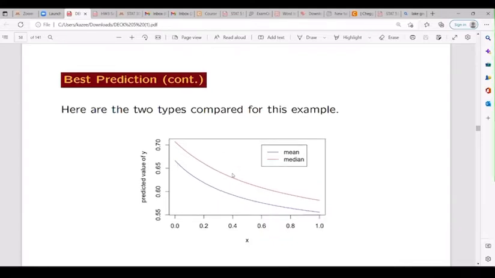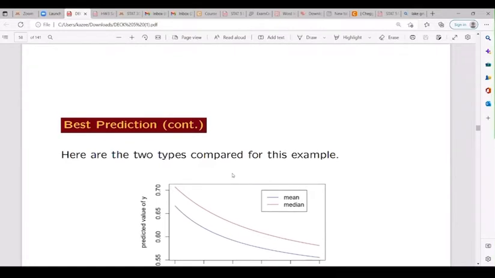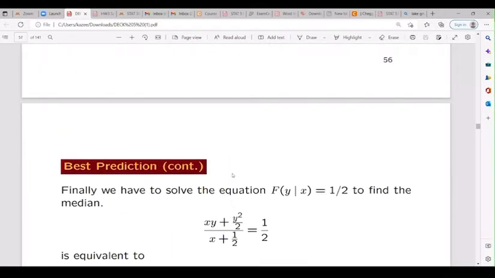Is there anyone who needs a clarification? This is where I'm going to stop today. Is there anyone?